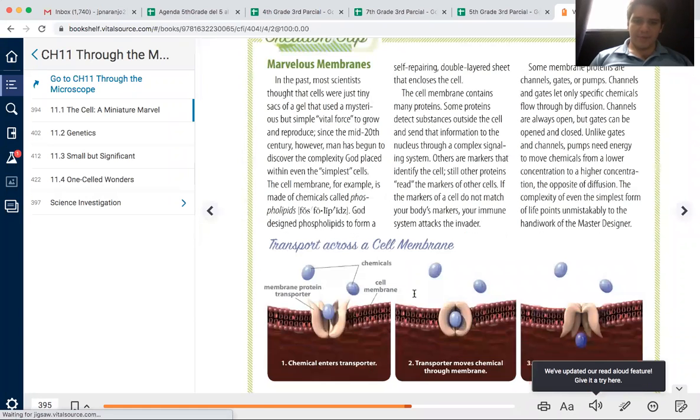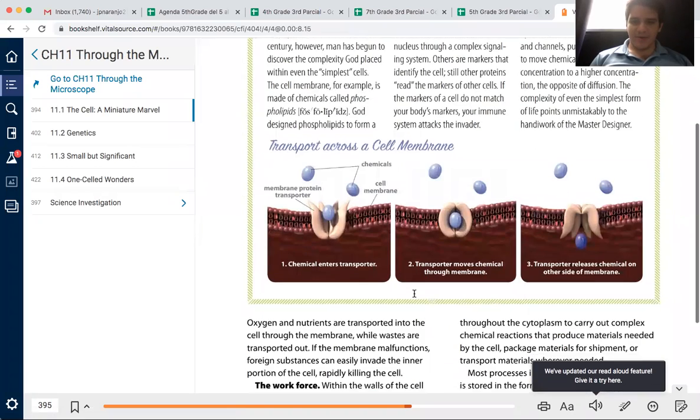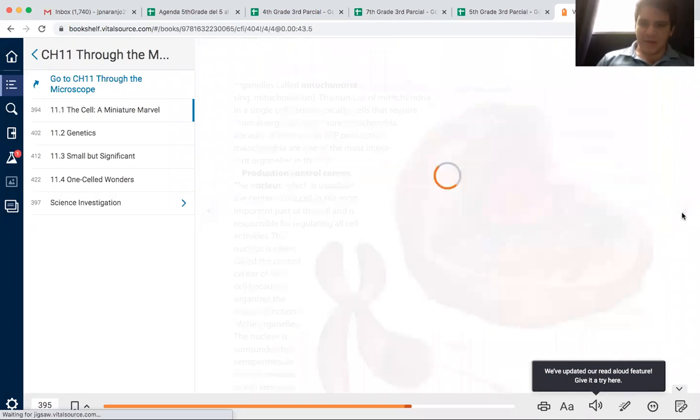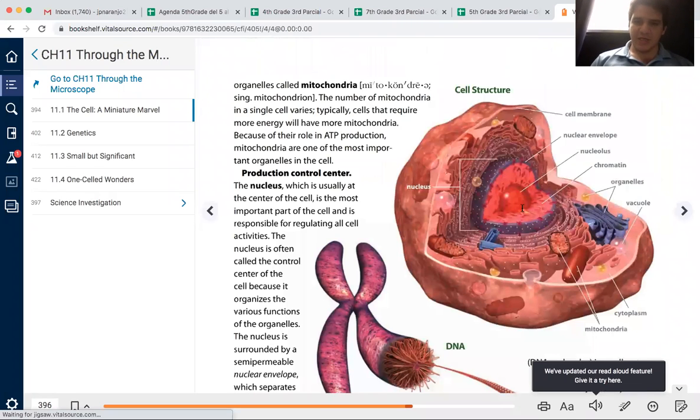All right, so this is the cell membrane. I don't really care about that right now. We're going to move on so we can look at the cell. This is the structure of the cell. At the center of a cell is the nucleus. In the nucleus, we have the envelope, the nucleolus, the chromatin, and then other parts of the cell are the vacuoles, organelles, and the cell membrane. The cell membrane is the shell of the cell.